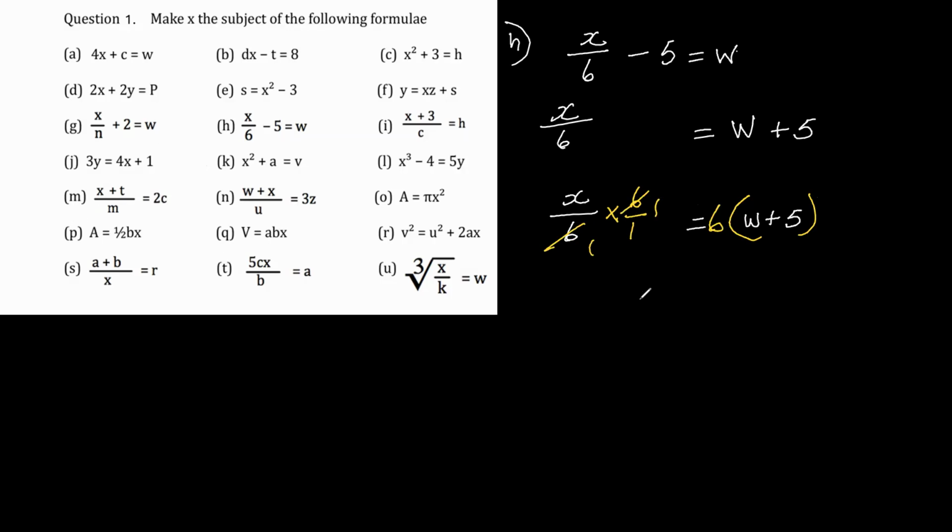So we have x is equal to, because I'm left with x. This is x on this side, people, and that is what it means for x to be the subject of the formula. So the first thing, I got rid of 5. Then I got rid of 6. That is what it means to make x the subject of the formula. So x is equal to 6 multiplied by w plus 5.